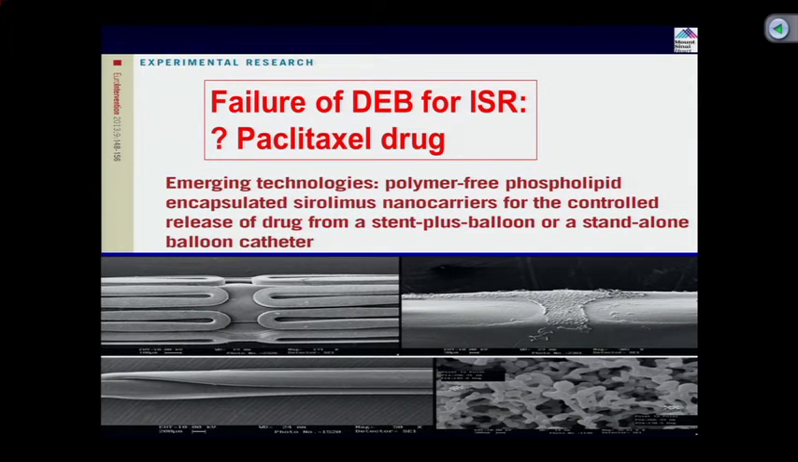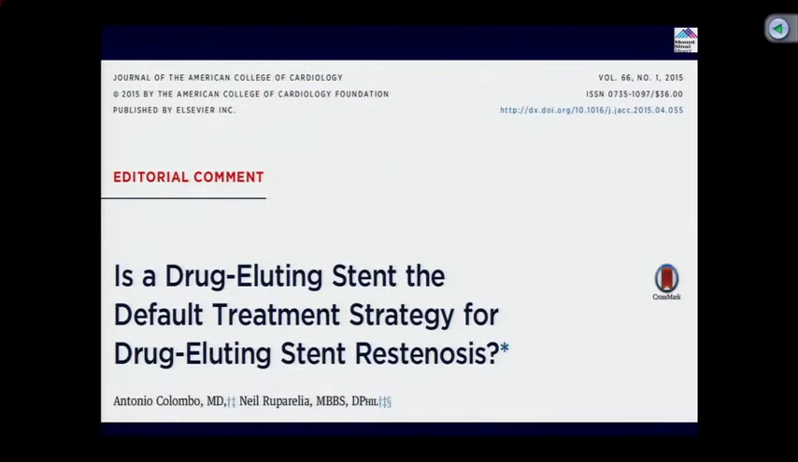Now you say, well, maybe because of paclitaxel, because we know for restenosis, paclitaxel is a bad drug compared to sirolimus or a limus analog, and soon we'll have the drug-eluting balloon with sirolimus and everolimus, and that may have somewhat different data. Colombo put out an editorial asking whether a drug-eluting stent is the default treatment strategy for drug-eluting stent restenosis. The answer to that is yes, based on the data.